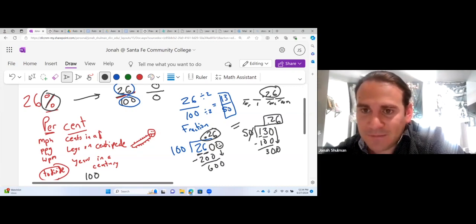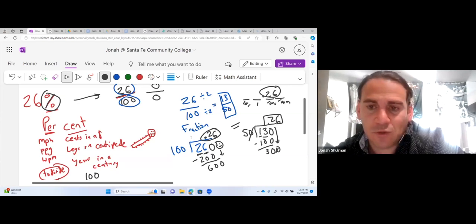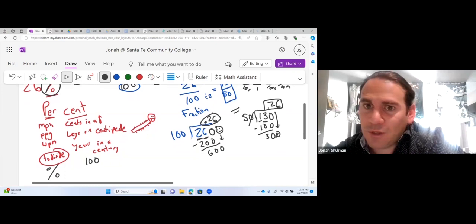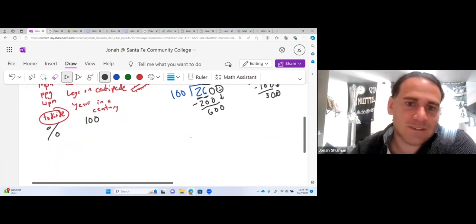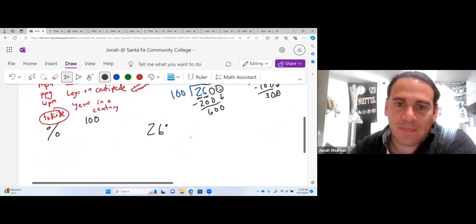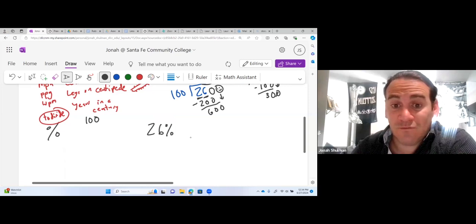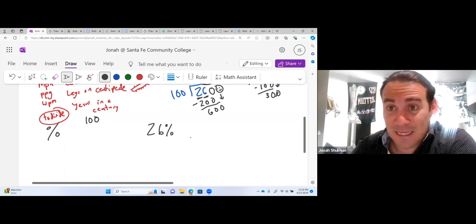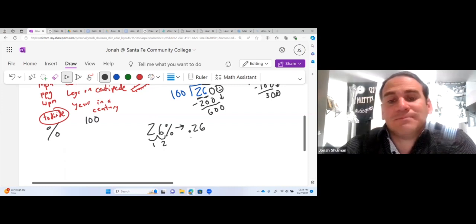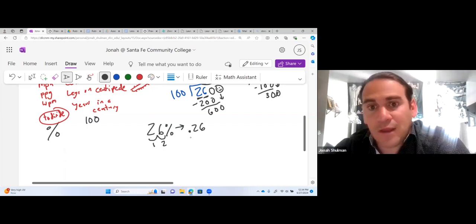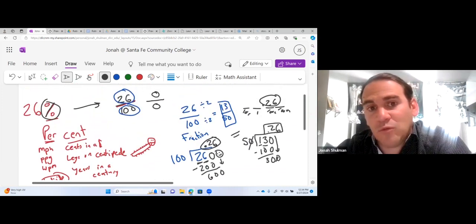13 over 50, 13/50ths, 26 over 100, 26% or 0.26. Another way you can think about it for that 26% is that since we're dividing by 2 zeros, you just have to take this and move it over once, twice, 1, 2 decimal places to account for the zeros, and that will automatically give you that 0.26. It's kind of a faster way, but this is the reason why it works.